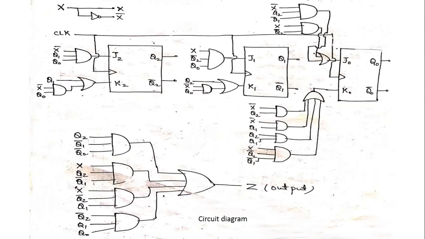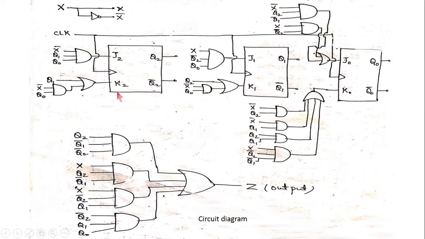Now come to the circuit part. We know the expression for J2. What is the expression for J2? It is X1 bar Q1 Q0. So taking one AND gate, and how will we create X1 bar? Take this NOT gate, we will create X1 bar. I am not showing the connections because the circuit will become very complex and you cannot understand it. So I am just writing the variables here, X bar Q1 Q0, J2.